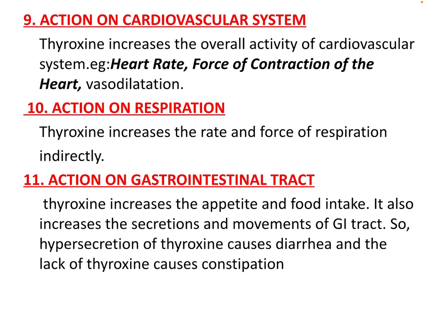Next is its action on respiration. Thyroxine increases the rate and force of respiration indirectly. The increased metabolic rate increases the demand for oxygen and formation of excess carbon dioxide. These two factors stimulate the respiratory centers to increase the rate and force of respiration.